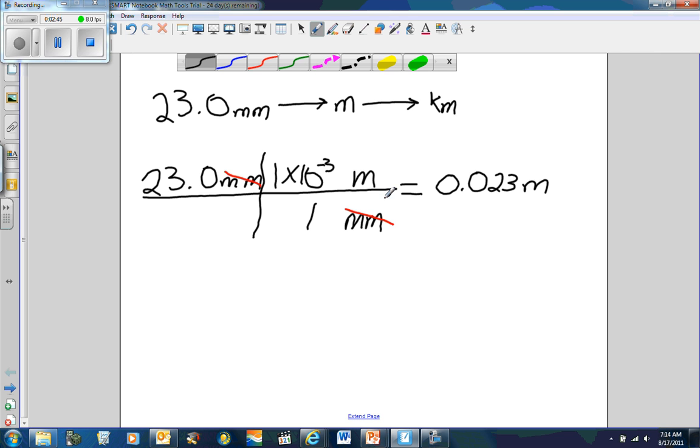meters. All right, if we want to write that in scientific notation, that'd be 2.3 times 10 to the negative 2 meters. Okay? Now that took us from 23 millimeters to meters. Now we want to go from meters to kilometers. Well, what I'm going to do is write down this number right here that I just got because that's meters.